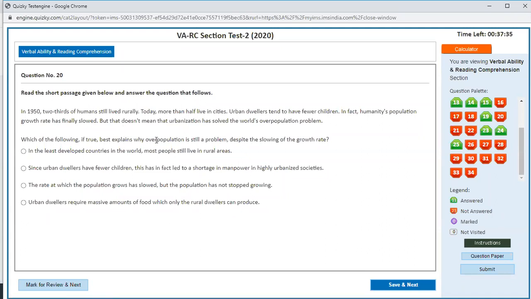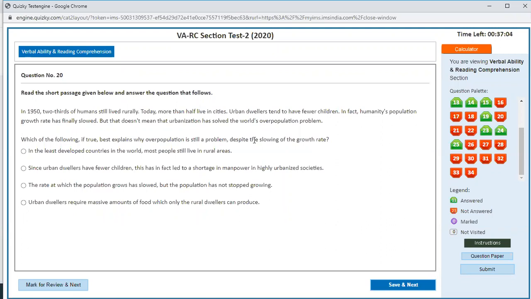Which of the following, if true, best explains why overpopulation is still a problem despite the slowing of the growth rate? Why overpopulation is still a problem? Okay, so there has to be something out of it. In the least developed countries in the world, most people still live in rural areas. Since urban dwellers have fewer children, the rate at which the population grows has slowed, but the population has still not stopped growing.